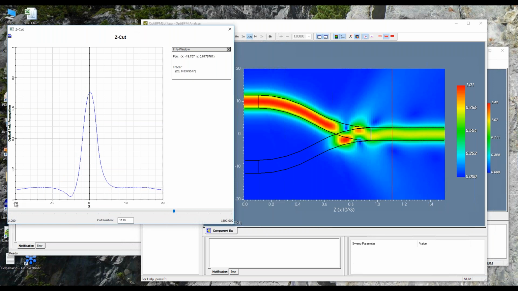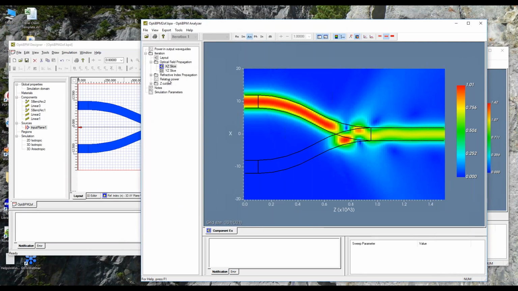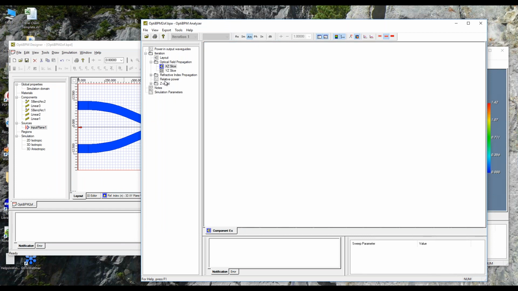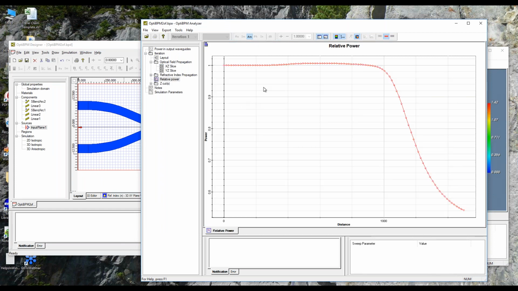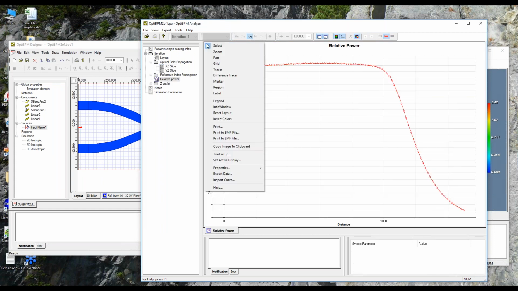the simulation boundaries. The simulation has transparent boundaries at the end, so if light approaches the boundary, it actually leaves the simulation. There is another metric that shows that this is the relative power. This shows the power in the cross-section plane as a function of propagation. And yes, indeed, that is what's happening.